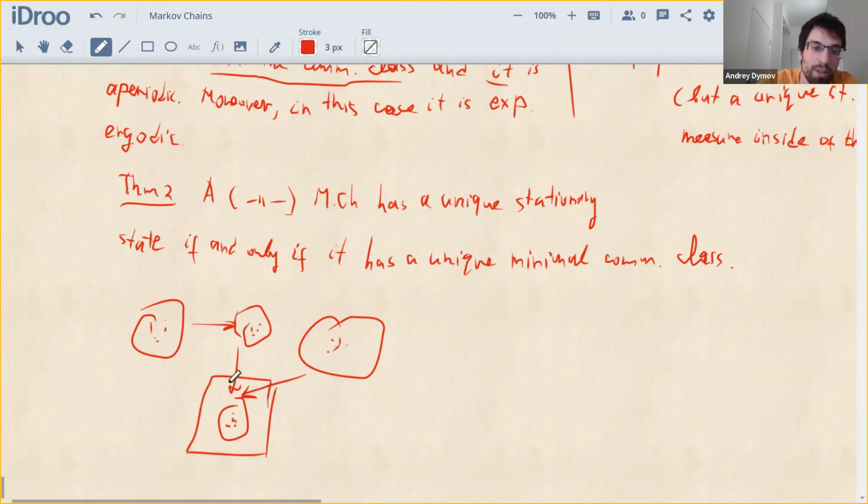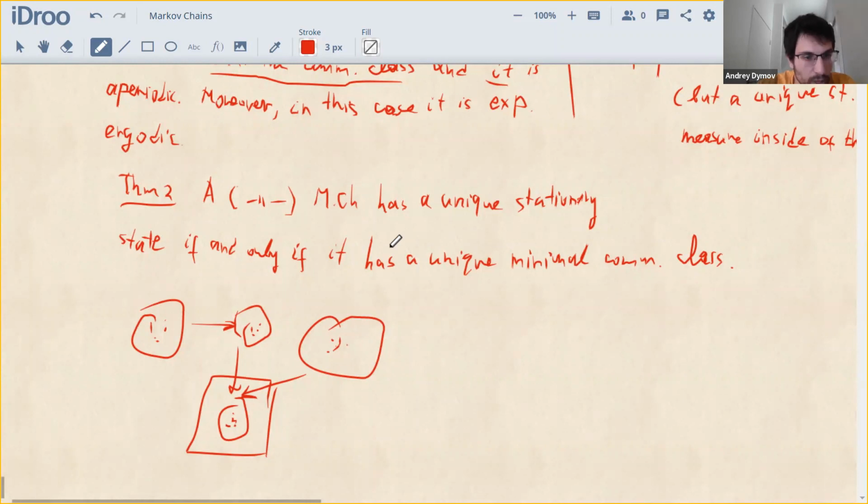But then you start to live in an irreducible Markov chain, which is given by this minimal communicating class. And we know that for an irreducible Markov chain, the stationary state is unique. Moreover, the stationary state will have non-zero components only for states which are in this minimal communicating class. Okay, is it fine? Yes. So now we understand. We have a complete classification of limiting dynamics of finite Markov chains, right?